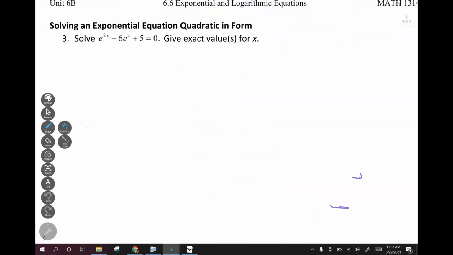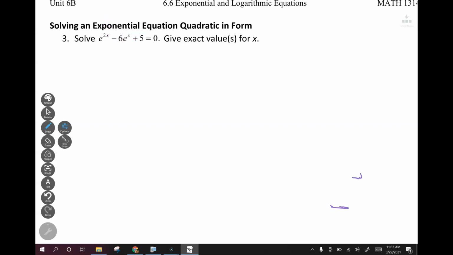We've got one more problem to do in part 1. So this is going to be solving something that's quadratic in form. So looking at this equation, you may notice that it kind of looks like a quadratic. You've got this squared here in the first term, not in the second term, and then there's no e to the x at all in the third term.